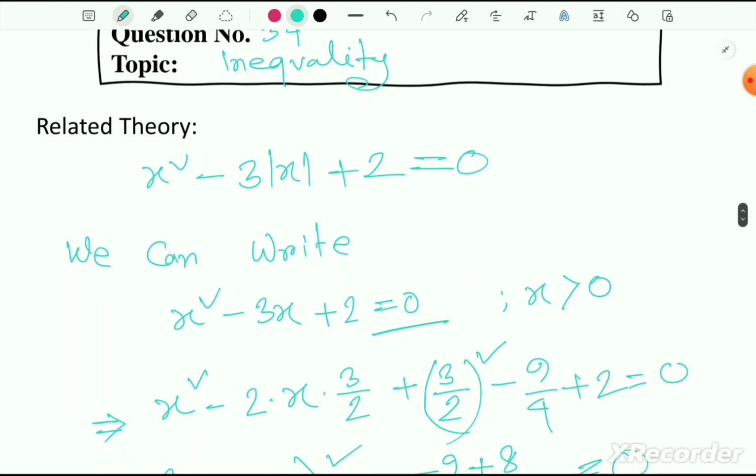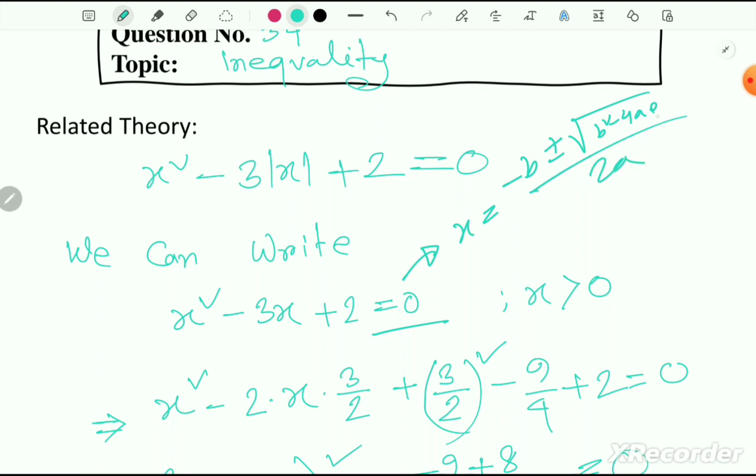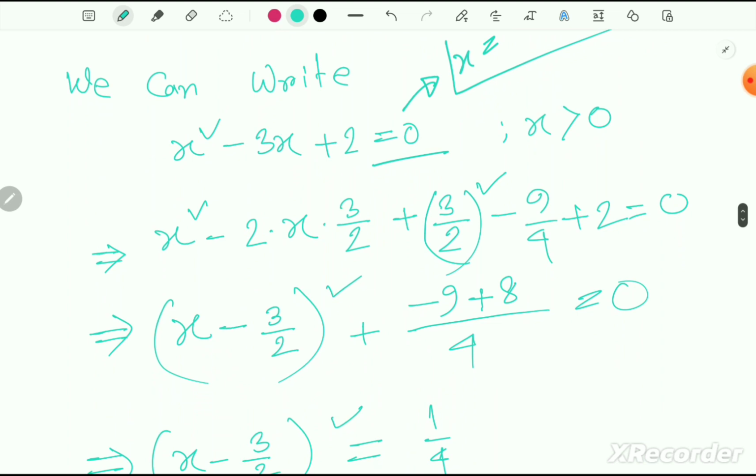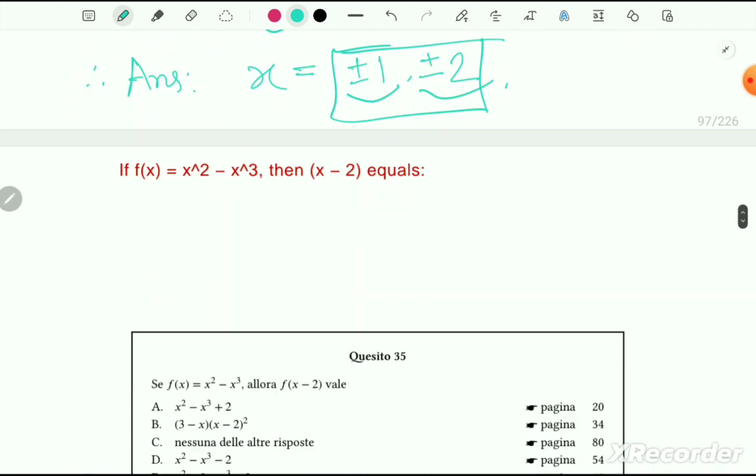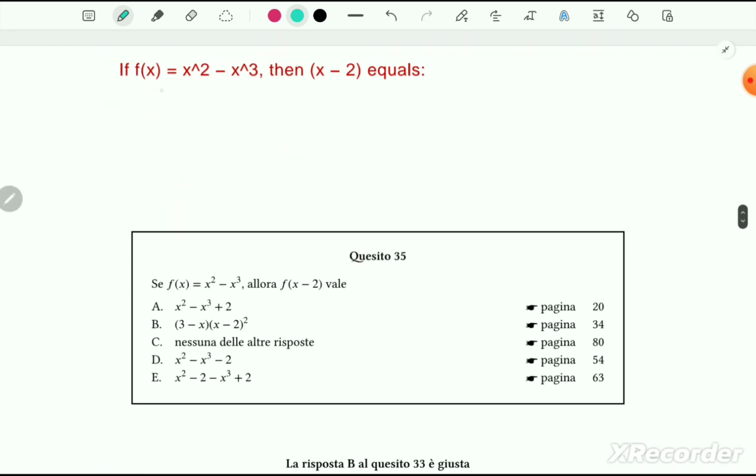In some cases you can simply use that equation, x equal to minus b plus minus root over b square minus 4ac by 2a. If we use this equation, then it's easy to find out. Okay, let's move on to our next question. If function of x equal to x square minus x cube, then f of x minus 2 equals.